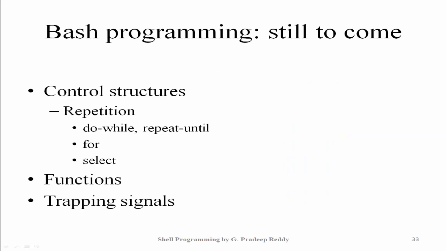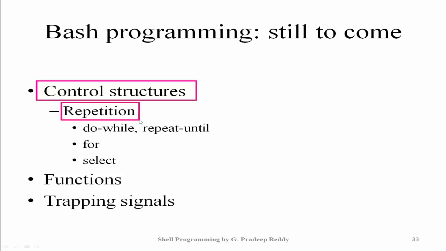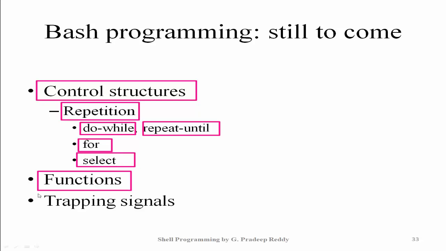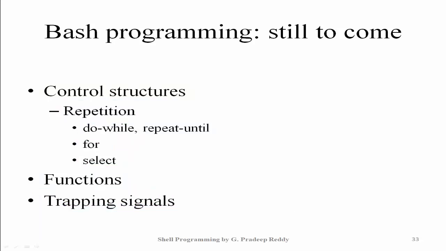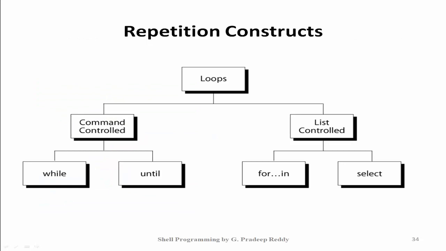Next, we are going to discuss control structures. Here you are going to use control structures for repetition purposes. You can use do while, repeat until, for loop, or select control structures. Next you are going to use functions and trapping signals, which we are going to discuss in the coming slides.